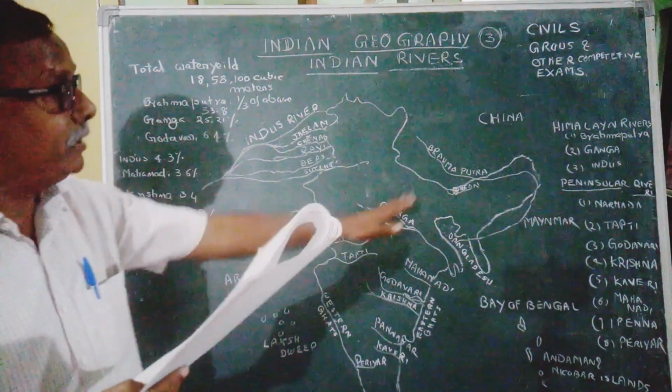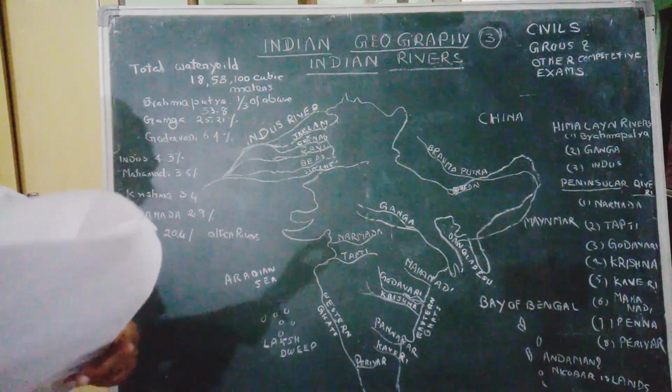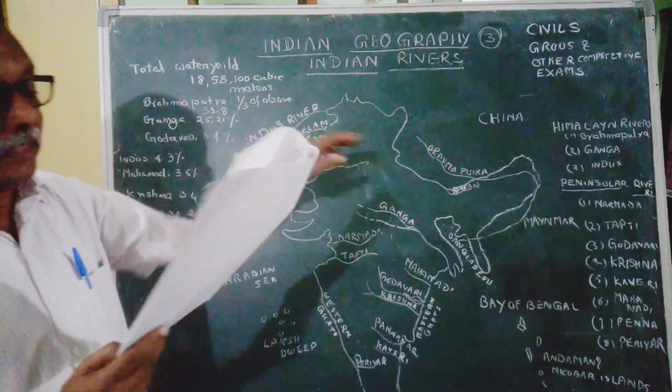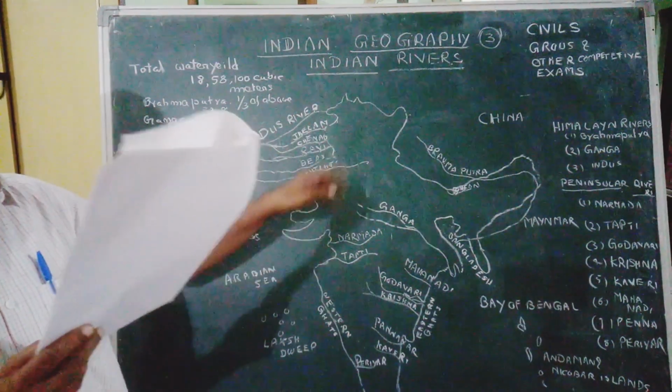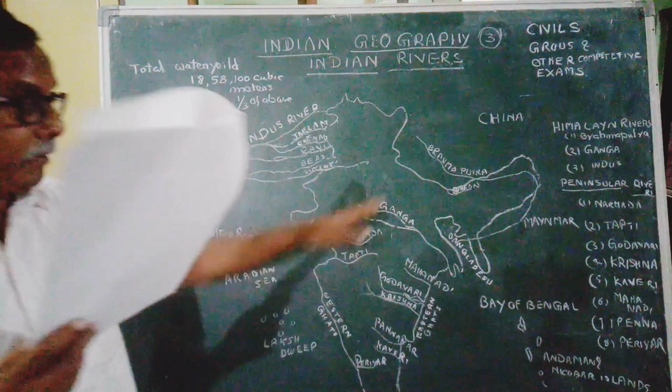The Brahmaputra basin. The Brahmaputra originates in the lake Mansarovar, as we have already discussed, in the Tibet region.